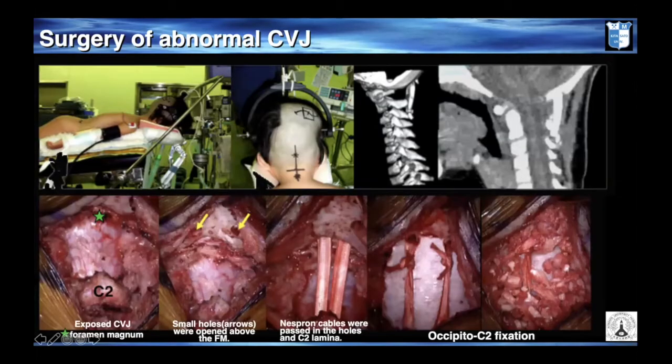Oh, sorry. So this is the foramen magnum. This is after the C1 laminectomy, and this is a small burr hole I made. Tape is passed from this burr hole under the scissor, and then the bone flap is placed here and fixed using this tape-shaped wire.